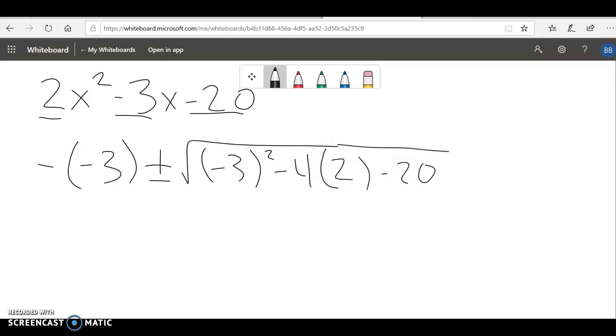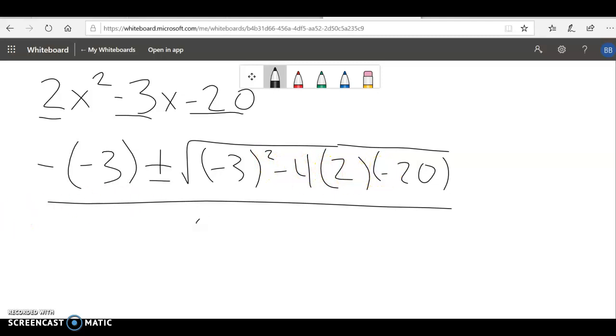Excuse the writing, I'm using my finger. I need to find my stylus. I cannot find it at the moment. But we have the opposite of b, plus or minus the square root, and then b squared minus 4ac.